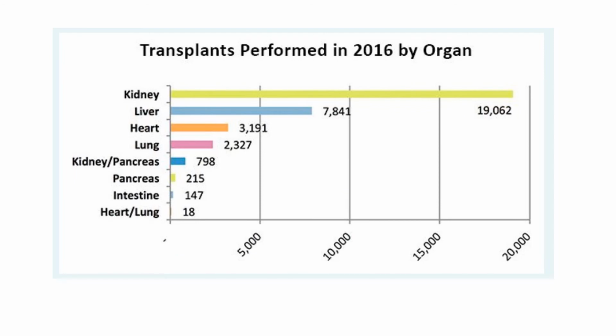Here are transplants performed in 2016 by organ. You'll see 19,000 kidney transplants, 7,800 liver. You can read the rest. Kidney transplants are not routine, but they're done in many facilities. And that's why you're more likely to see a question on that on your board or HESI exams.